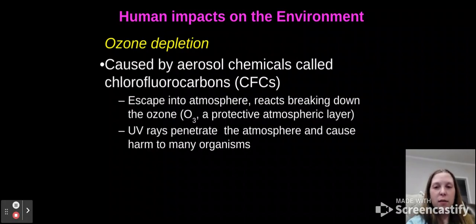So these CFCs will escape into the atmosphere, and they actually react with ozone, O3, and they break it down. And that means they're removing that atmospheric layer that is to protect us from UV radiation. So since that has a hole in it, UV radiation will penetrate the atmosphere and cause harm to many organisms, like skin cancer for us. But I think of most recent research, the hole is not getting any bigger. I don't know if it's actually fixing itself, but I know it's not getting any bigger.